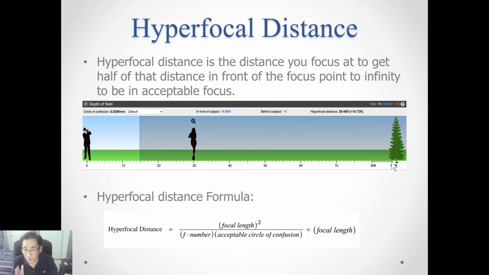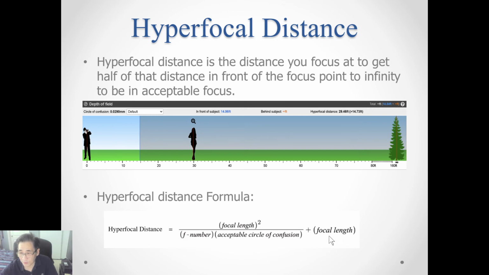And for the two pictures that I showed you earlier, because I focused at the hyperfocal distance, everything's in focus, even though I used f2.8. You don't have to remember the formula, but you see the variables: it involves the focal length and the aperture number.